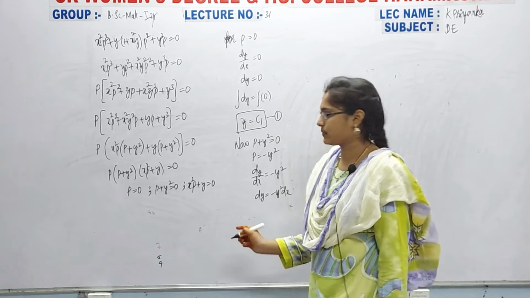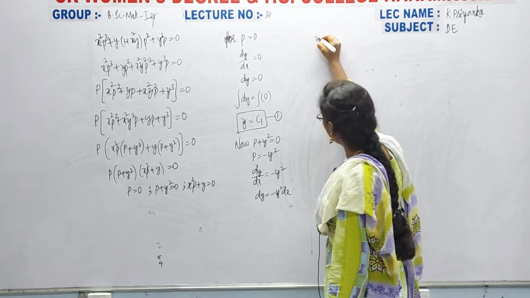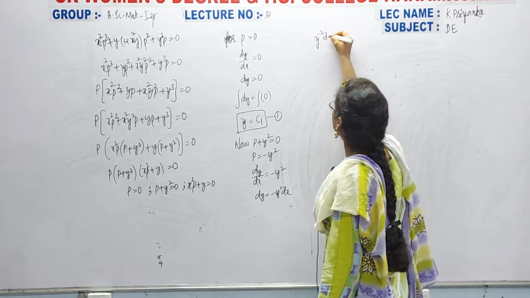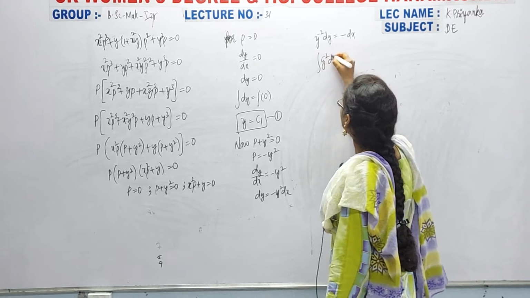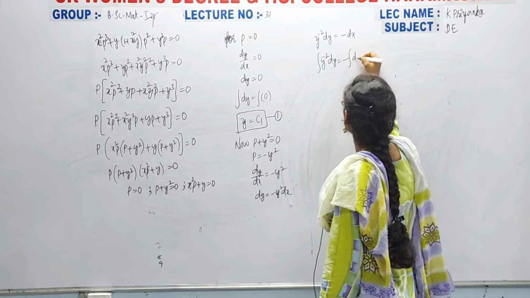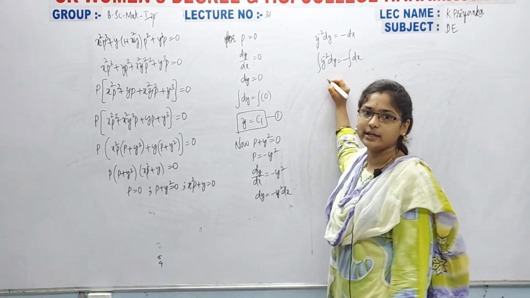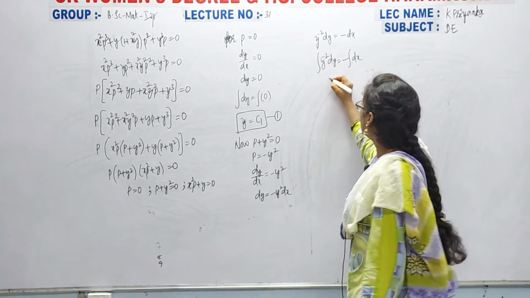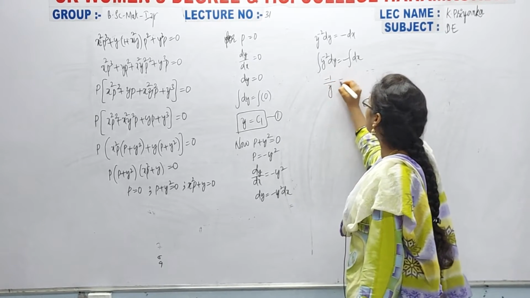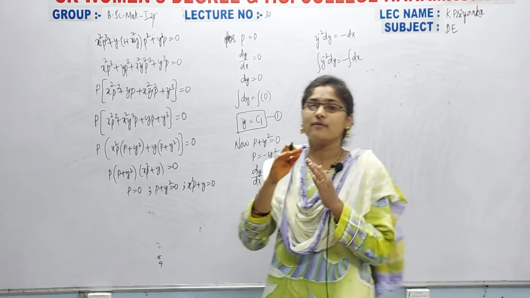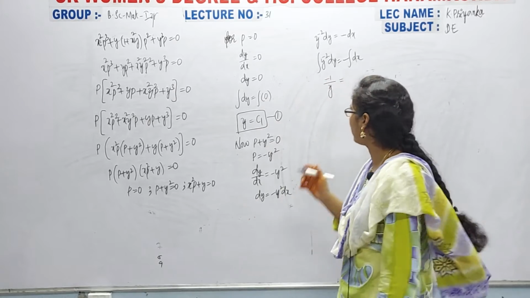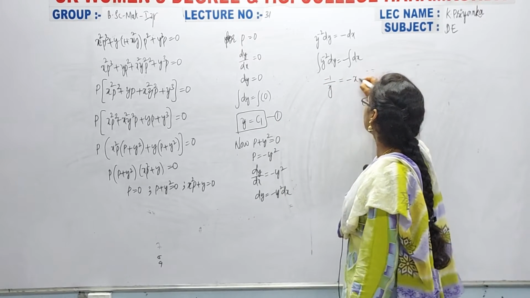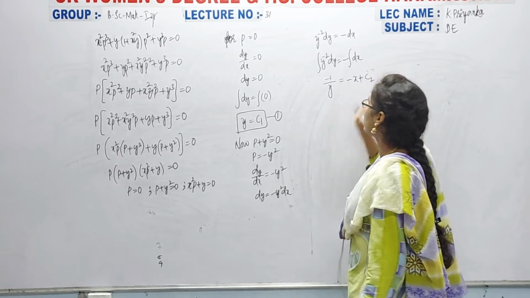I am taking y square to this side, then y power minus 2 dy equal to minus dx. Integrating, dy equal to minus integration of dx. Now y power minus 2 plus 1, that is minus 1. So minus 1 by y, directly I am writing, actually we will get y power minus 1 by minus 1. So we can write it as minus 1 by y, which is equal to minus x plus c. Otherwise you can write c2.